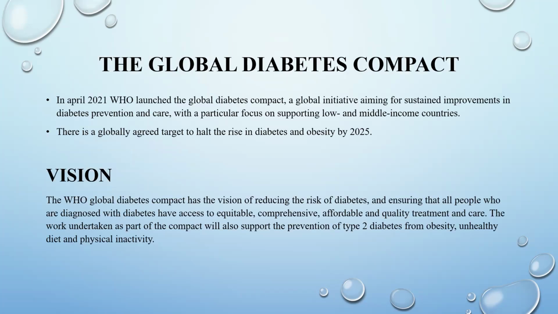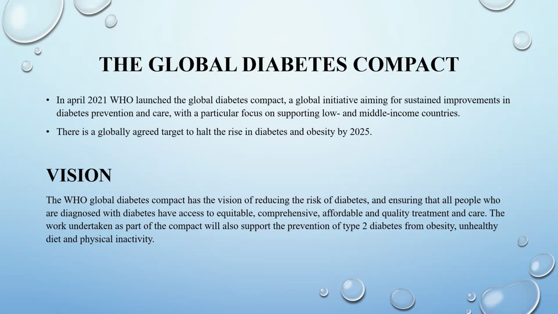This is the WHO initiative known as the Global Diabetes Compact. In April 2021, WHO launched the Global Diabetes Compact, a global initiative aiming for sustained improvement in diabetes prevention and care, with a particular focus on supporting low and middle income countries, as there was very low treatment coverage in low and middle income countries, and a higher number of deaths were reported there. There is a globally agreed target to halt the rise in diabetes and obesity by 2025.